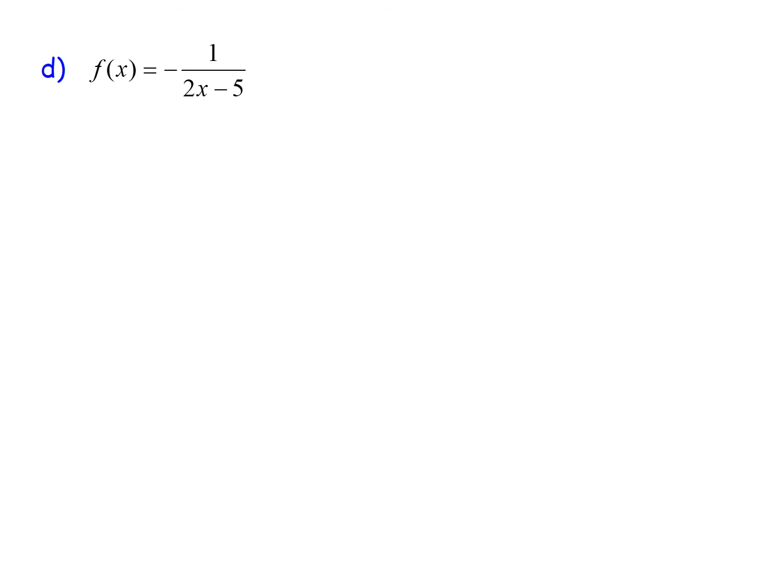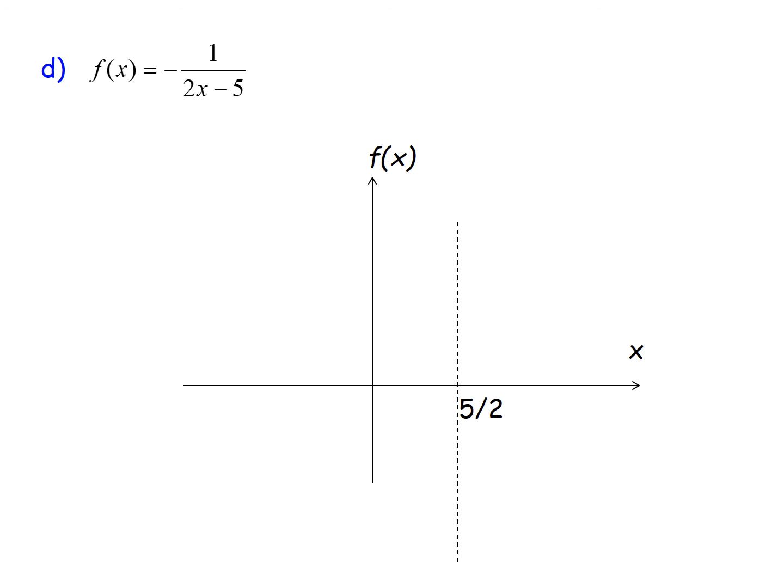Now let's look at question D, f(x) equals negative 1 over 2x minus 5. This is a reciprocal function with horizontal asymptote y equals 0, which is the x-axis, and vertical asymptote x equals 5 over 2. So we draw the vertical asymptote and horizontal asymptote. Since the coefficient is negative, on the left hand side the curve is above, and on the right hand side it is below. So the curve looks like this, and the y-intercept is 1 over 5.